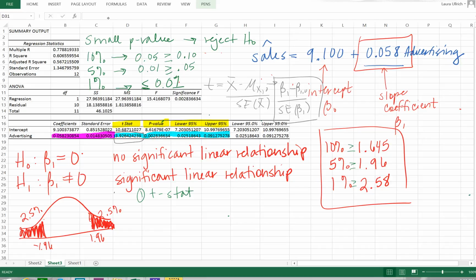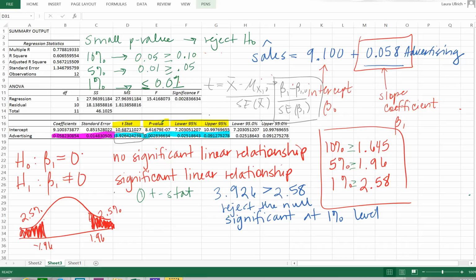Okay, so we want to look at the t-stat. In this case, it's 3.926. This is greater than 2.58, and so this tells us to reject the null, which means that it is significant at the 1% level, because the 1% is the most strict level, has the highest standard, so we state that one.